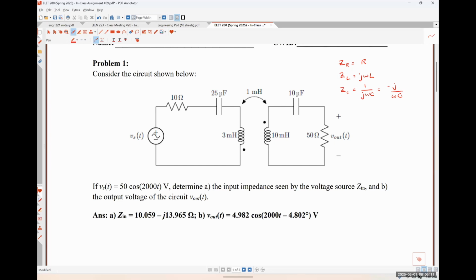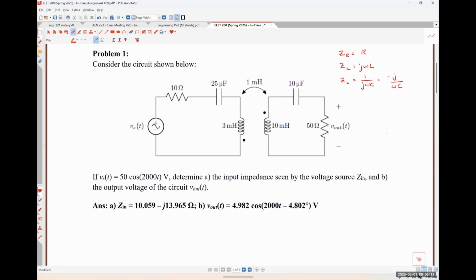And for those of you who may not remember, our angular frequency omega is just whatever is being multiplied by time inside of our sinusoidal excitation function. So in this case, our angular frequency is 2000 radians per second. The first thing I might do is redraw this circuit in the frequency domain.